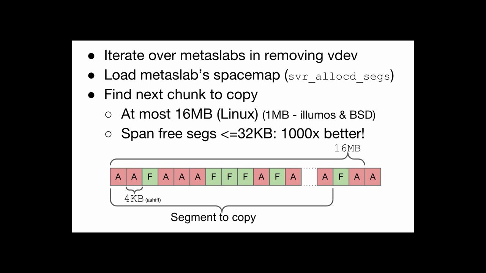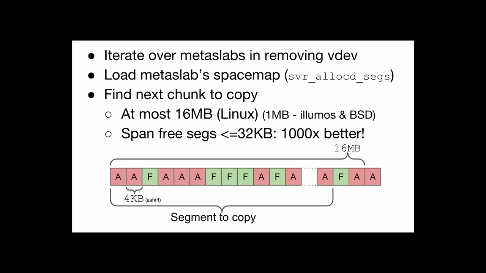In this example, the red blocks are allocated, the green blocks are free, and each one of these is one sector, one ashift size, 4 kilobytes in this example. So here, each of the runs of free sectors is less than or equal to 32K. So I can actually allocate almost a whole 16 megs for this, and copy this whole almost 16 megs at a time. You notice I could have gone all the way to the whole 16 megs, but that would land me in between two allocated chunks, and I might not want to do that. I'll explain why that is later. So we go back to the end of the previous allocated chunk.